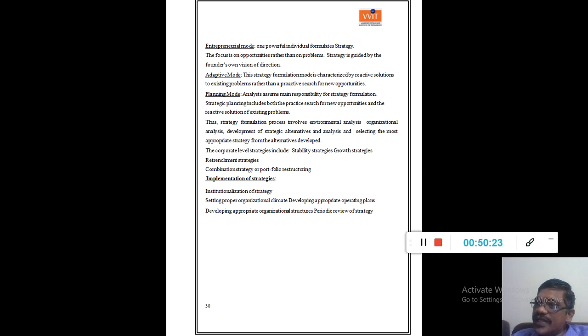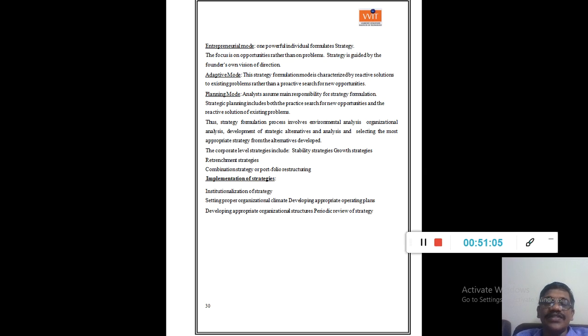So you need to develop a number of alternatives after scanning the internal as well as the external environment. Your duty is to develop a number of alternatives. After developing the alternatives, as top management, or as a middle level manager, or as an operative level manager, it's your duty to select one strategy among them. The corporate level strategies include stability strategies. Stability means maintaining the status quo.